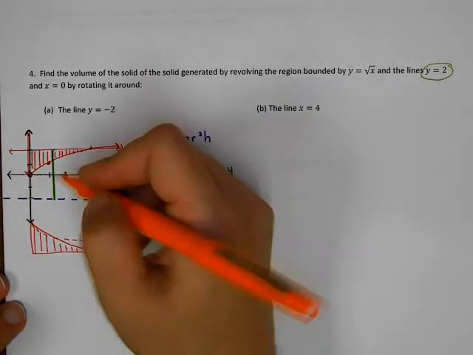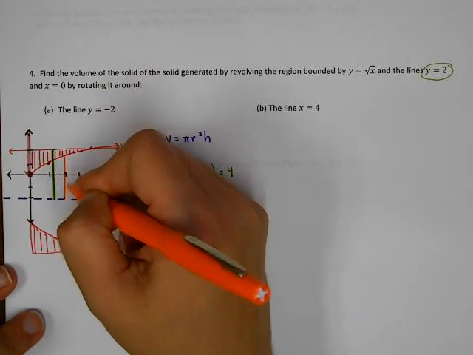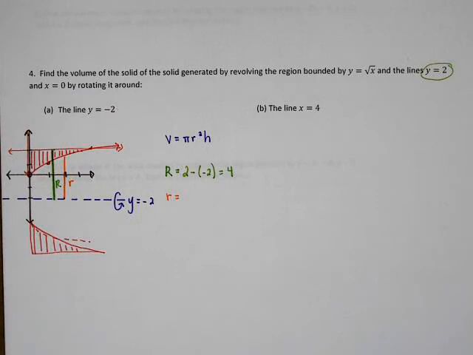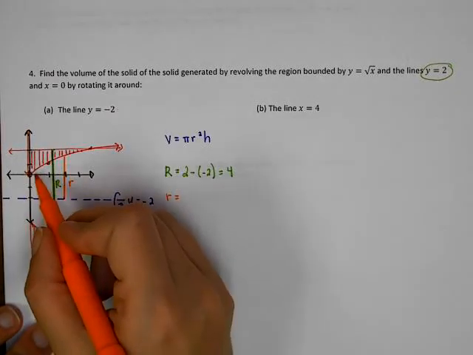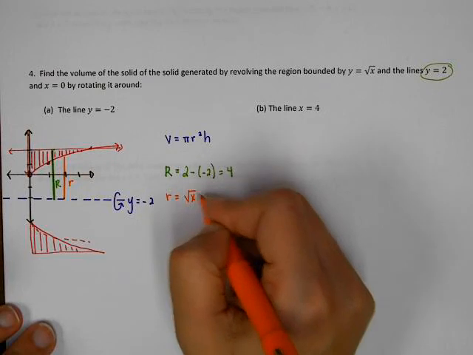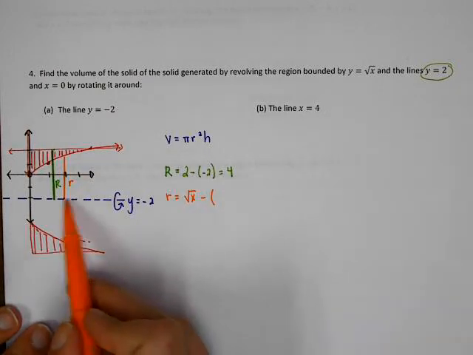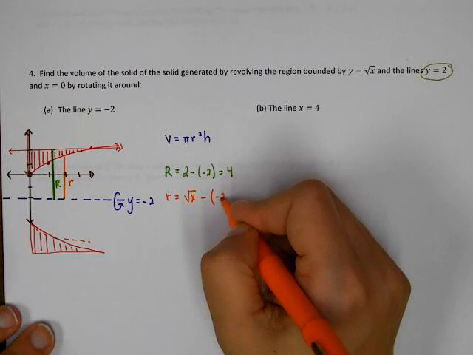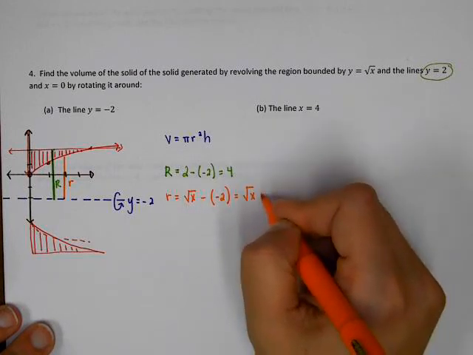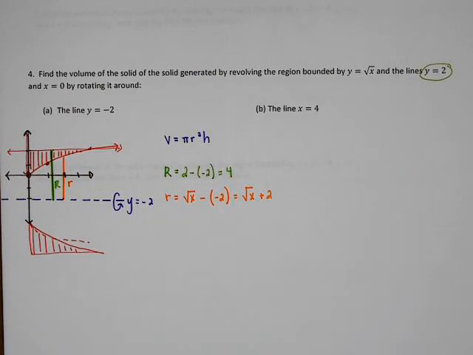My little r is going to go from my axis to my inner edge. So in this case, my inner edge is going to be my function y equals the square root of x, minus my bottom function, which would be -2. So my radius would be square root of x plus 2.